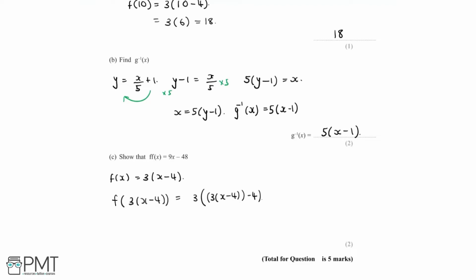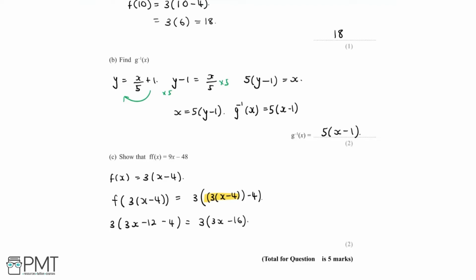Well, now we need to simplify, and let's start by expanding these brackets. So we have 3 brackets, and then 3 multiplied by x minus 4 is the same as saying 3x − 12, and then we have the minus 4 at the end. Now it looks a lot easier to solve. And so f(f(x)) is equal to 3(3x − 12 − 4), and so −12 − 4 is equal to −16.